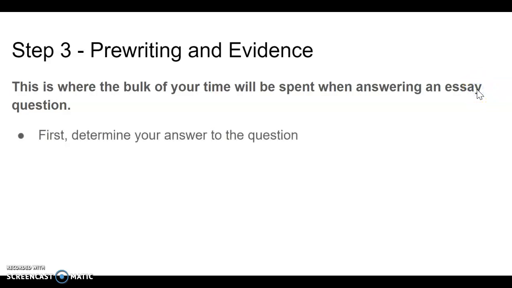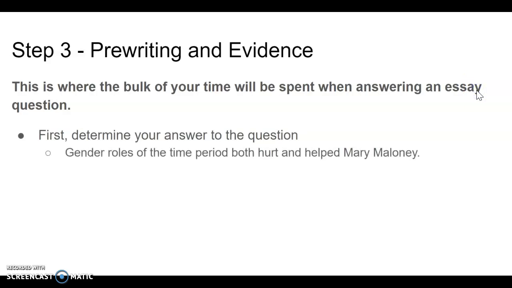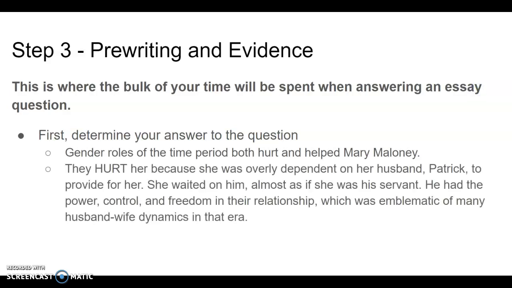So, first I'm determining my answer to the question. For our initial question about Lamb to the Slaughter, I'm going to argue that the gender roles of the time period hurt and helped Mary Maloney. How did they do that? Well, here is my thought process and my argument for how it hurt her. She was overly dependent on Patrick, her husband, and almost seemed like a servant to him, and he was the one that had the control, the power, the freedom in the relationship. And this is emblematic of the time period, the husband-wife dynamics.